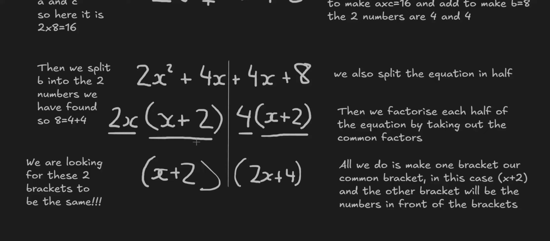What this essentially means is that once I've factorized it, I've got 2x of x plus 2, and 4 of x plus 2. So x plus 2 is going to be one bracket, and whatever numbers are in front will be the second bracket. All we do is make one bracket our common bracket, which in this case is x plus 2, and the other bracket will be the numbers in front of the brackets, so x plus 2 and 2x plus 4, and that is how we factorize quadratic equations that have an a bigger than 1.